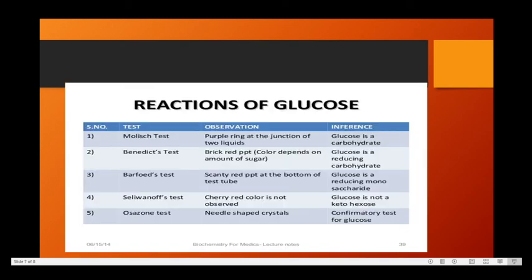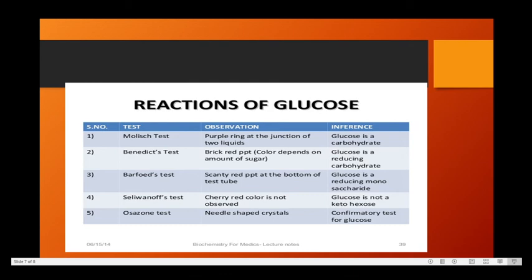Then here there are some reactions of glucose. Glucose gives Molisch's test, in which a purple ring at the junction of two liquids is formed, which indicates that glucose is a carbohydrate. Glucose can react with Benedict's solution to give a brick red precipitate, which indicates that glucose is a reducing carbohydrate. Glucose also reacts with Barfoed's solution to give a red precipitate at the bottom of the test tube, which again indicates that glucose is a reducing monosaccharide.